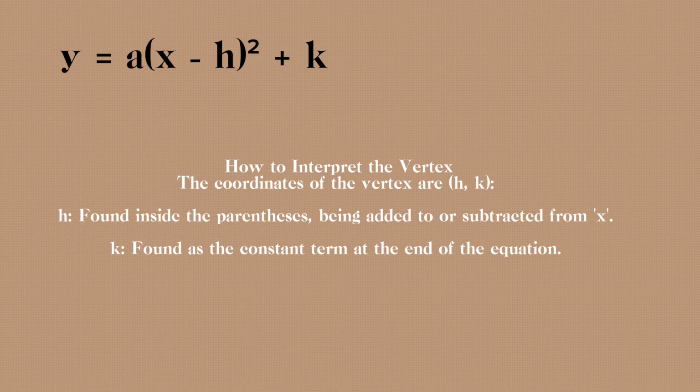Just a little heads up, whatever is inside the parentheses does the opposite of what you think it's doing. So if it says minus 2, instead of going to the left 2, you're actually going to the right 2. And vice versa, if it says plus 2, you're actually going to the left 2 and not to the right 2. Now, our k is the constant term at the end of the equation. Whenever we have a vertex form equation, we add in our k value, which is just the y value of the vertex coordinates, at the end, outside of the parentheses.